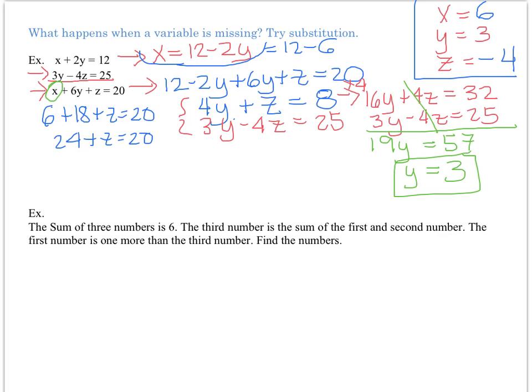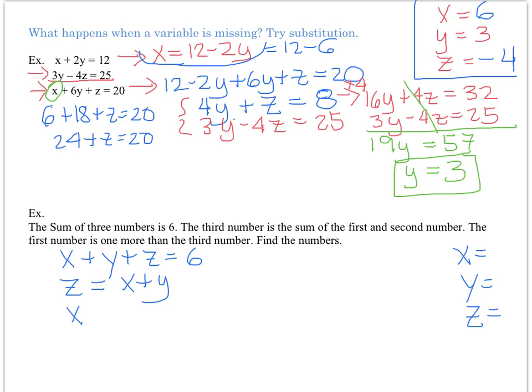Okay, quickly for the word problem, let's set it up. We have the sum of three numbers, so we're going to let those numbers be x, y, z. So we're looking for x, y, z. So x will be our first, y our second, z our third. So the sum of the three numbers, x plus y plus z, is 6. The third number, that's our z, is the sum of the first and second, so it's x plus y. And then the first number, which is our x, is 1 more than the third number, so 1 plus z.